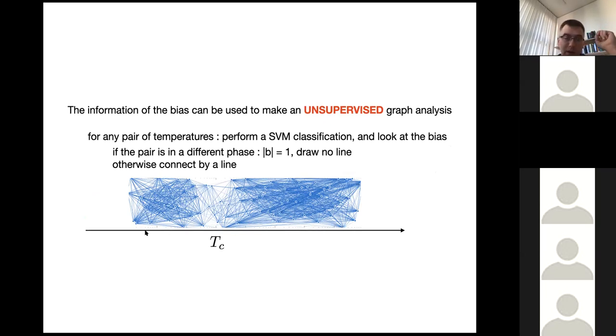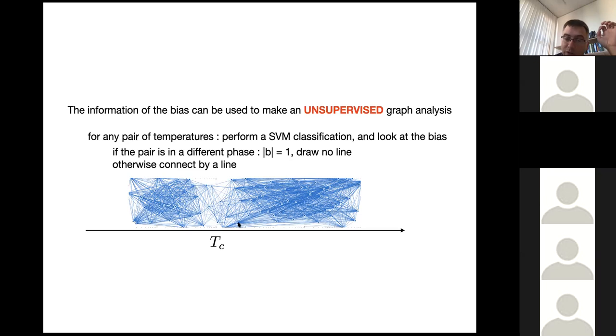So what we do now is the following. We scan, let's say, in a uniform way over all interesting temperatures, say from very small temperature to very high temperature. And for every temperature point, we do a phase classification. Yeah? So if you have n points, there will be n times n minus 1 over 2 phase classification problems. And always we look at this bias value, B. If B is 1, then we know that these two data points, temperatures, are in a different phase. If B is not 1, say close to 0 or 0.5 or 0.1 or very large, especially if it's very large, then we know the two are in the same phase.